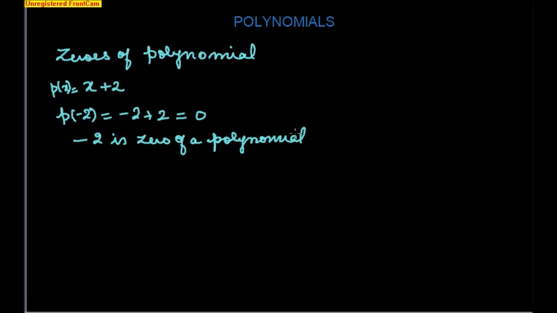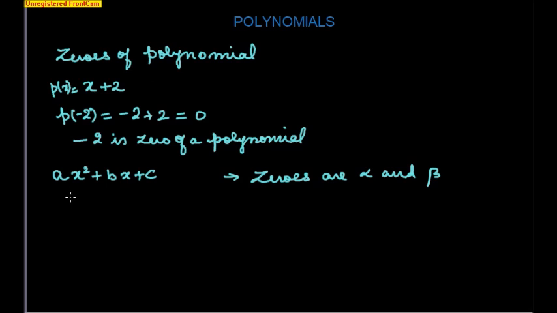Now for the standard form, that is the quadratic polynomial, this is a standard form of a polynomial, because the number of zeros depends upon the degree of a polynomial. As you see here, the degree of the polynomial is 2. So the number of zeros possible for this polynomial is 2. The zeros are alpha and beta.